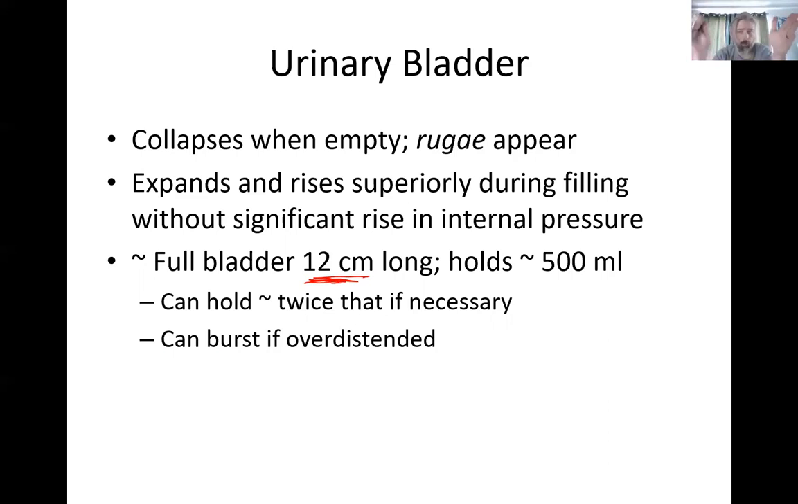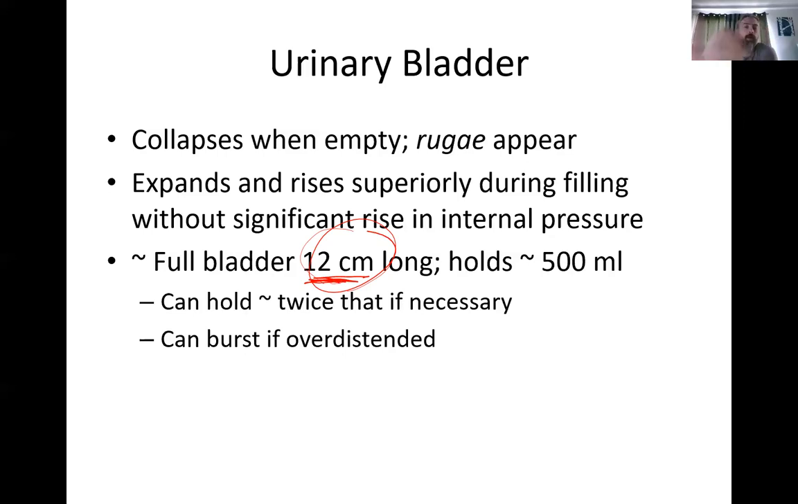Normally in class, this is where I'd hold up my hands and show you, but obviously I can't do that now. 12 centimeters is pretty impressive, and it occupies quite a bit of space in your pelvic cavity. If you've ever had a full bladder, and I assume you've all had a full bladder at some point, part of that discomfort is because it's big. It's holding half a liter, and there's a half a liter of space now occupied in your pelvic cavity that didn't used to be there.